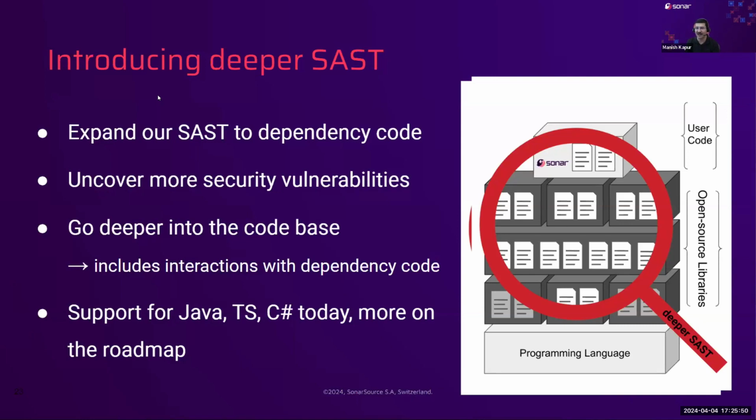That's fine. What Deeper SAST does is basically it uncovers more deeply hidden security issues in your code that arise out of interaction of your code with the dependencies. So as your code interacts with open source libraries, it does some taint analysis and follows through the data flow as to how the code is interacting with the libraries. And then it discovers some deeply hidden issues. We support it today for Java, JavaScript, C#, and we are planning to add more in future. Next slide.